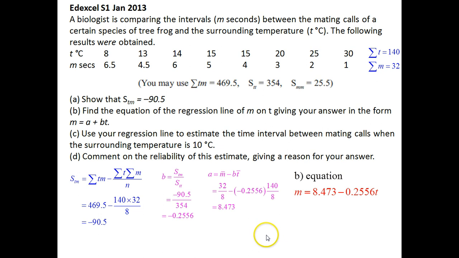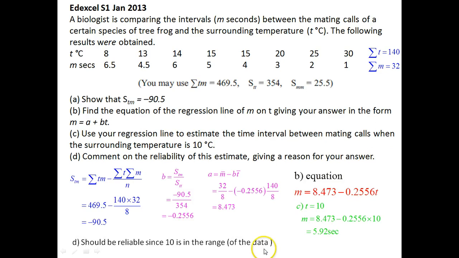Part C, use your regression line to estimate the time interval between mating calls when the surrounding temperature is 10 degrees Celsius. So putting 10 in there, we get a value for m of 5.92 seconds. Is this reliable or not? Well, it's within the range of data. Our 10 degrees Celsius is within this range of data, therefore it should be reliable.